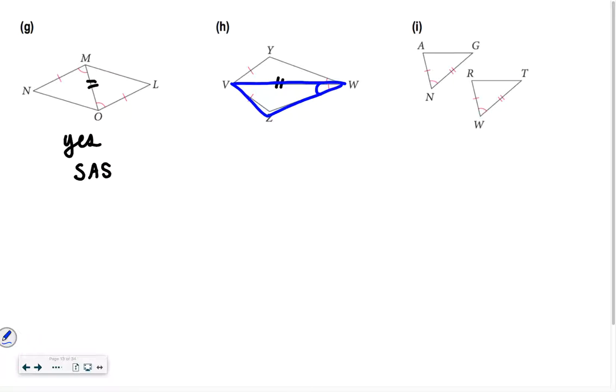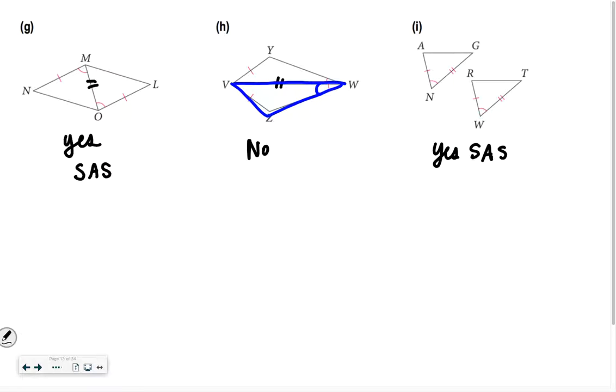So can we say that these are congruent to each other? No, it's the one that doesn't work. So this is no, it doesn't work. And then this next one, we have side, and then an angle, and then a side. Do we have the exact same markings on the other triangle? Yeah, so we can say yes by side, angle, side.